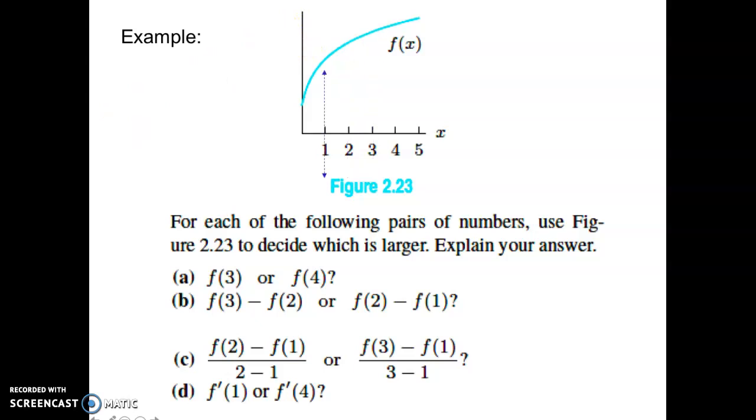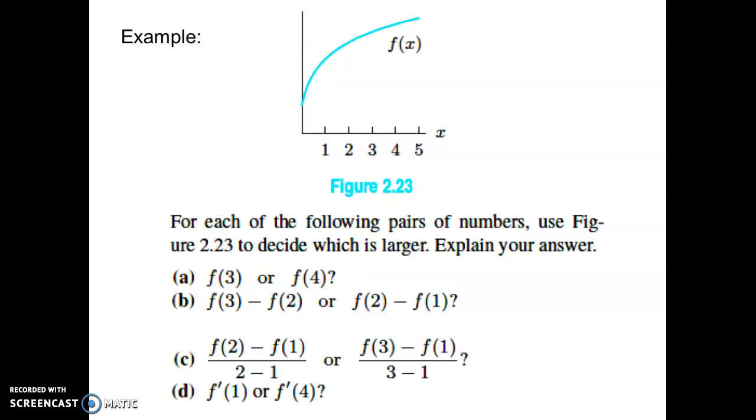Now, what about f of 1 and f of 2? Here's f of 2, here's f of 1. We would get this piece right here, the difference between the y values, right? These are the output values. So it would be the difference between the y values. Which one's bigger? Obviously, that second one was bigger.